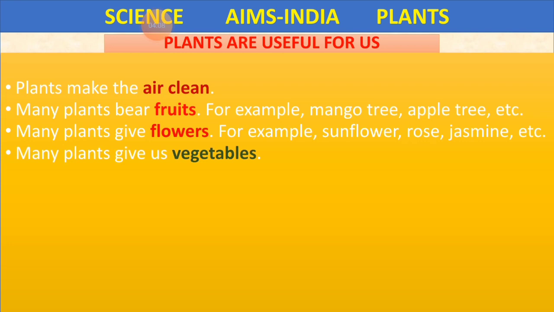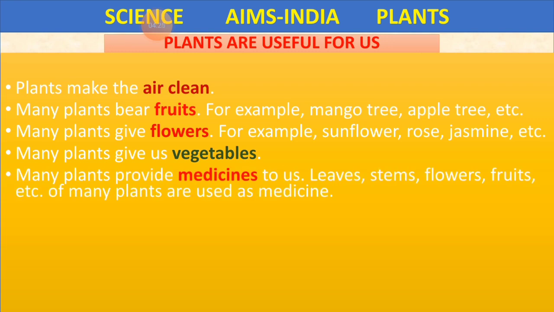And then many plants give us vegetables. Vegetables, we take them as food. And there are so many types of vegetables. Especially leafy vegetables are very good for health. Okay, children? And then plants provide medicines to us. So many medicines are manufactured by using plants. For example, the tulasi plant, the neem plant, and the eucalyptus plant.